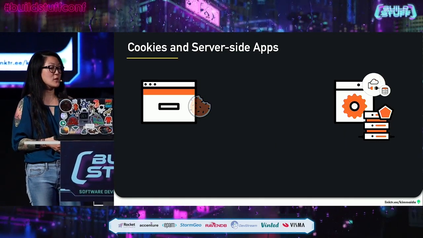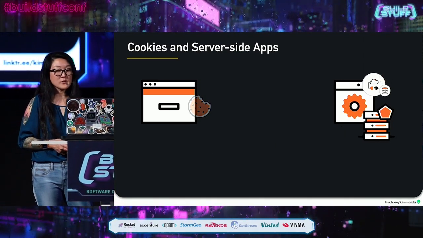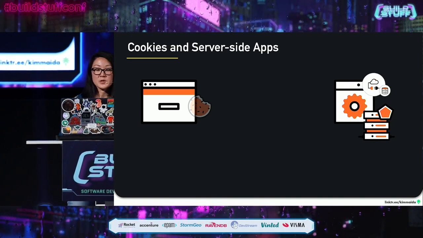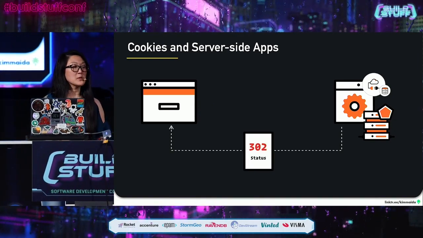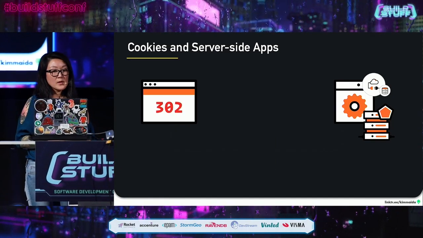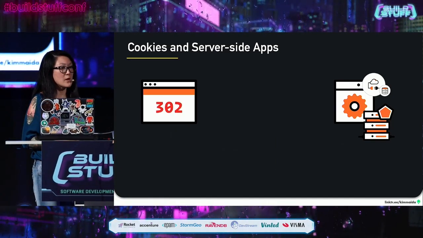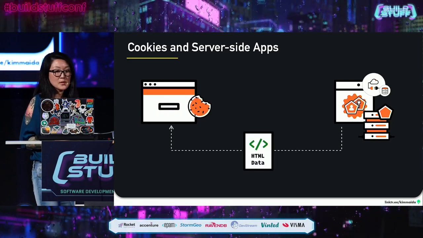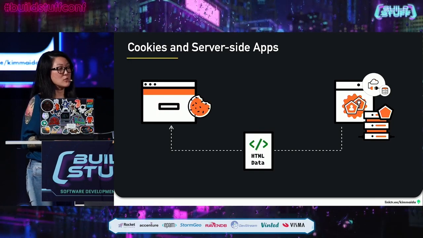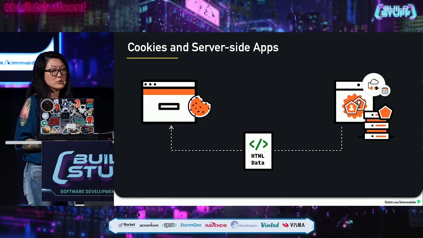Now, if the cookie is expired, or if there is no cookie and a request is made for protected data, then a 302 redirect status is returned. At that point, the browser will do a full page redirect so that the user can re-authenticate. Once they're logged in again, then we can send secure data to the user in the browser once more.